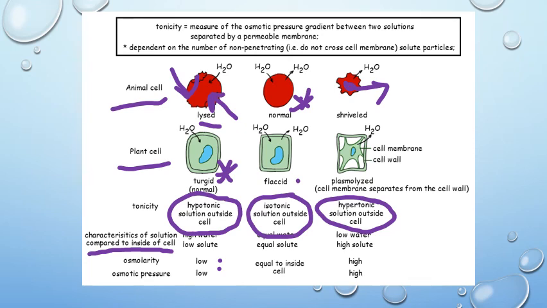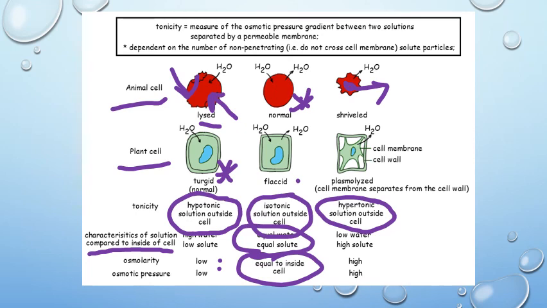Then if you go over here to our one that is, I'm sorry, this one's isotonic. It's equal on the two sides. So this is sort of our dull and boring, which is great for an animal cell, but it just means you've got equal concentrations of solute inside and outside the cell.